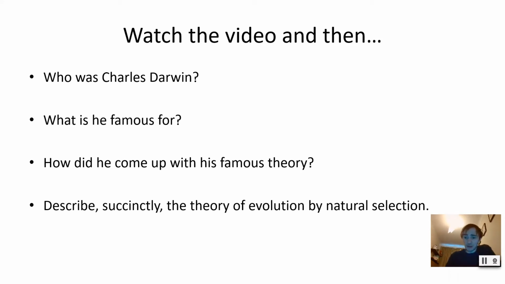He's famous for his theory of natural selection because as he was going around the world, what he was very good at was noticing things. Now, he observed creatures on the mainland and creatures on islands. He observed the differences between them.